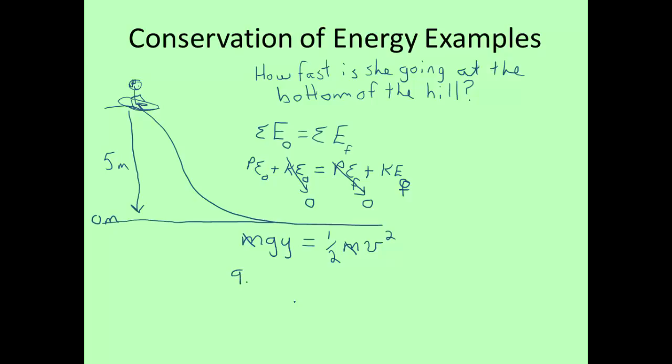So g is 9.8. y is 5. I'm going to multiply through by the 2. So we have 9.8 times 10, which is 98, is equal to v squared. So now we simply have to find out what the square root of 98 is, and it is 9.9. So her final speed when she gets to the bottom of the ramp is going to be 9.9 meters per second.